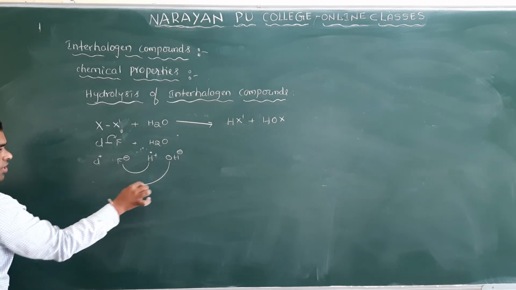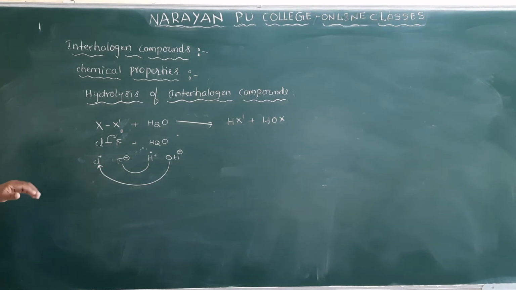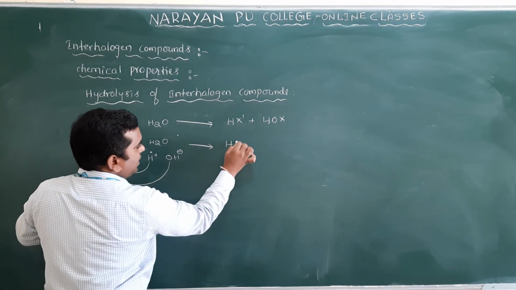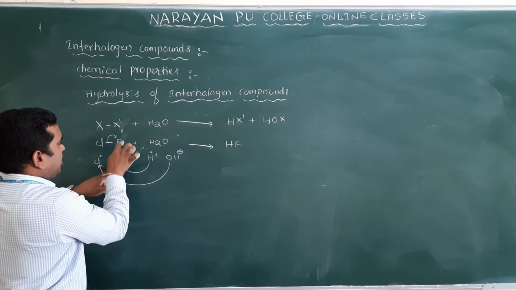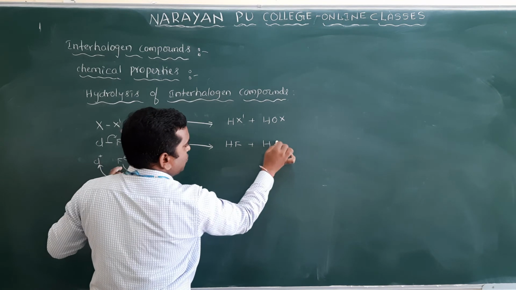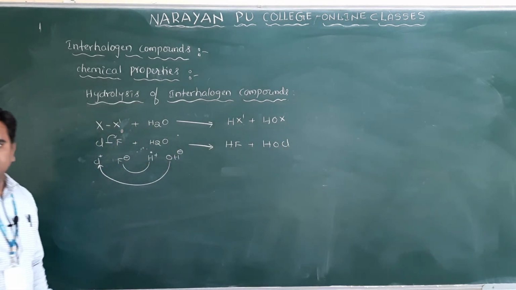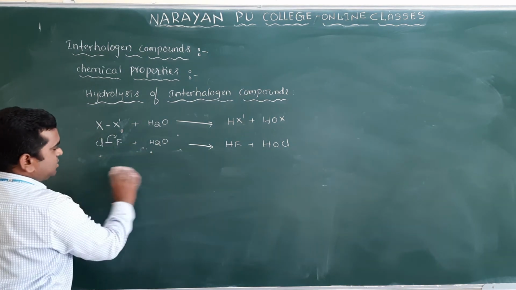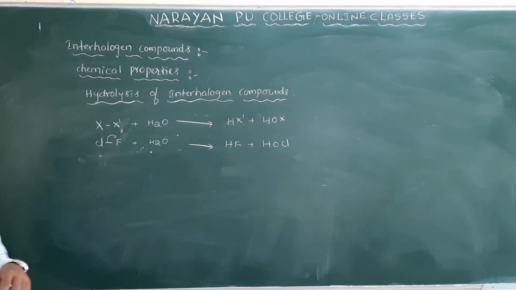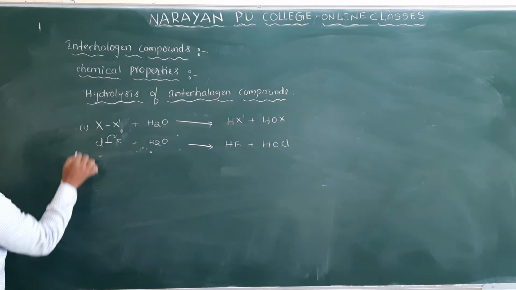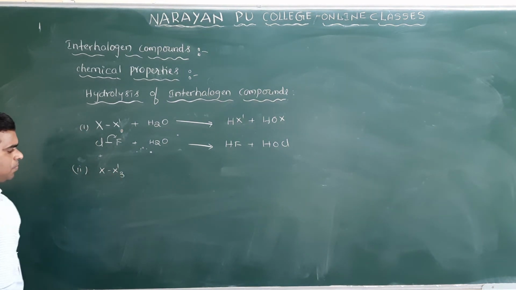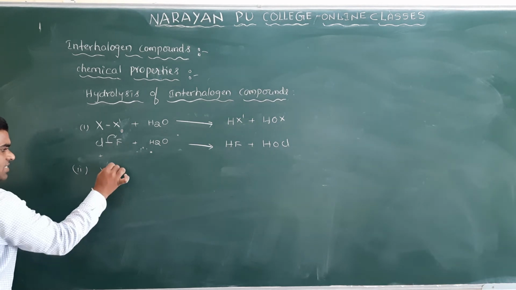Negative with positive, negative with positive. Then what compound will you get? You will get HF, where X' is F, and HOCl. So HF, hydrogen fluoride, and hypochlorous acid. This is the first one. And the second one is XX'3.